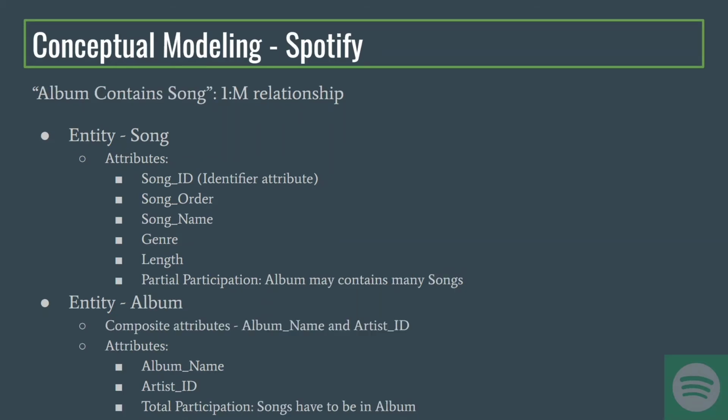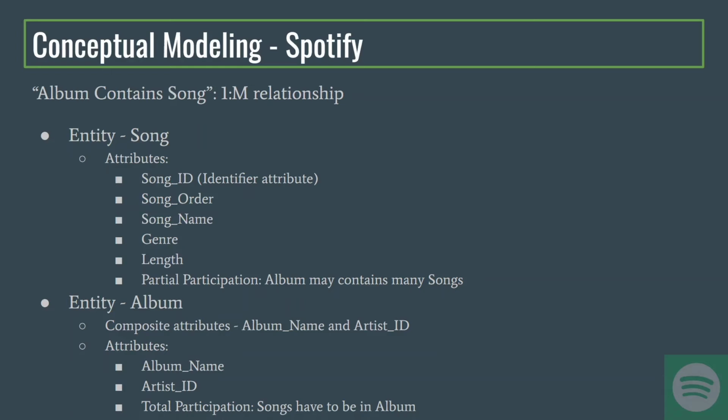In the relationship, album contains songs has a one-to-many relationship. Entity song has identifier attribute song ID and normal attributes song order, genre, song name, and length. The album entity has a composite identifier attribute, album name and artist ID.